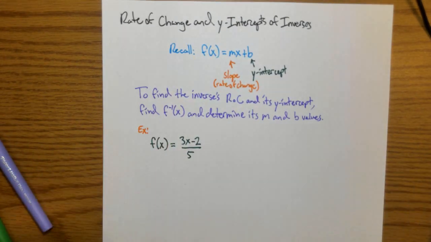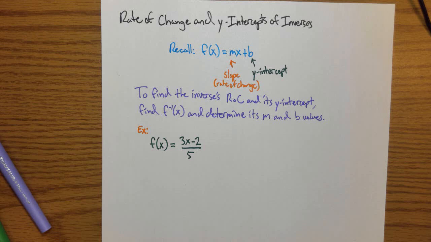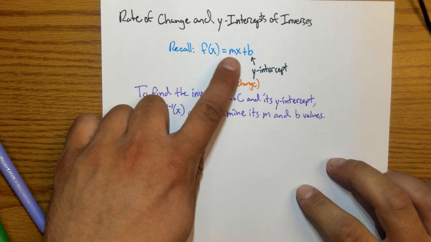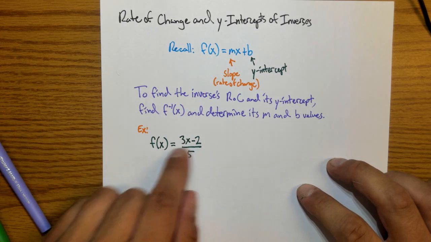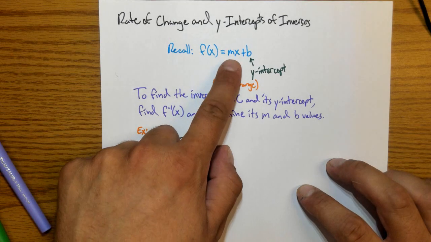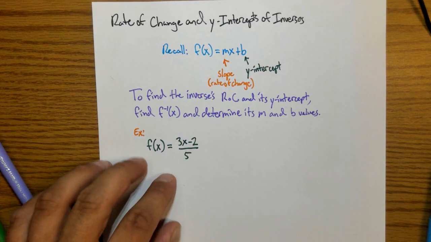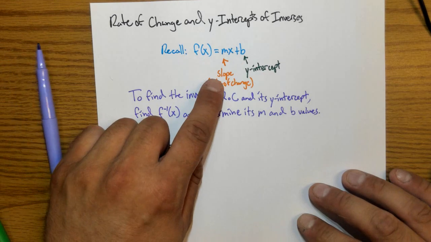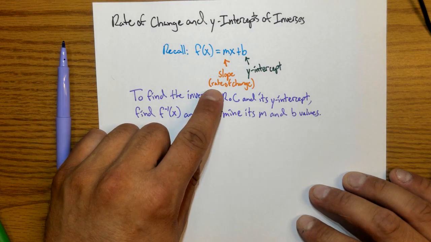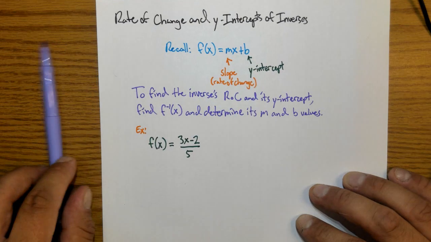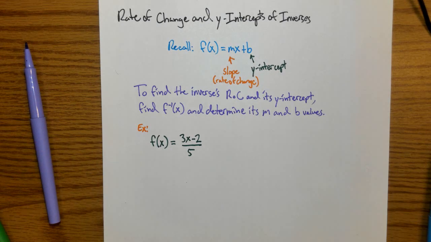So, rate of change and y-intercepts of inverses. This is something slightly different. This is kind of a different idea that we're doing. Let's recall that f of x equals mx plus b, because we're working with linear functions here. Remember, that's the general form of a linear function, where m is our slope, or rate of change, and b is our y-intercept. So this one is really easy.